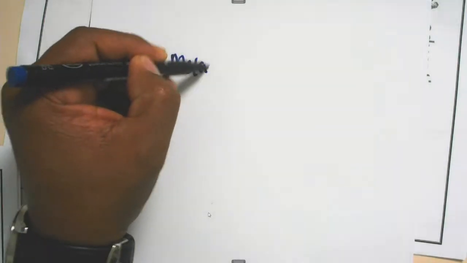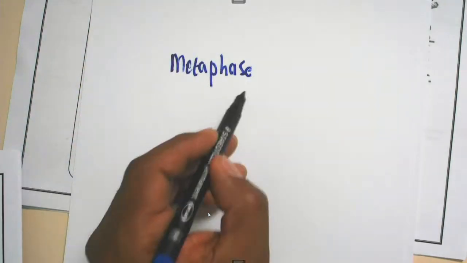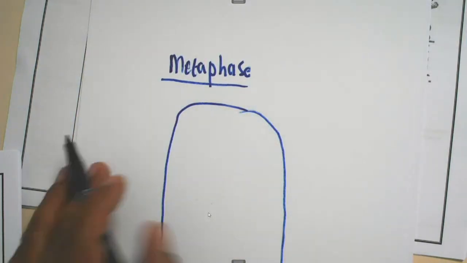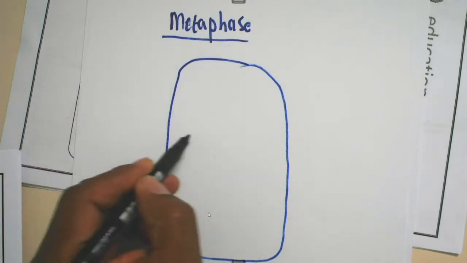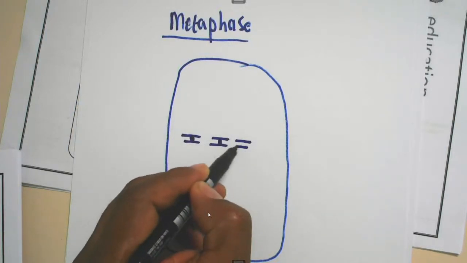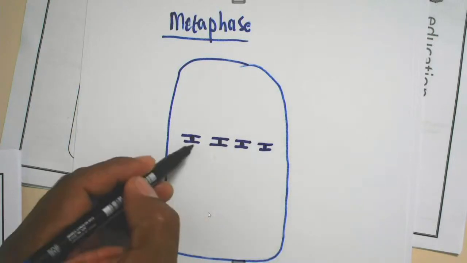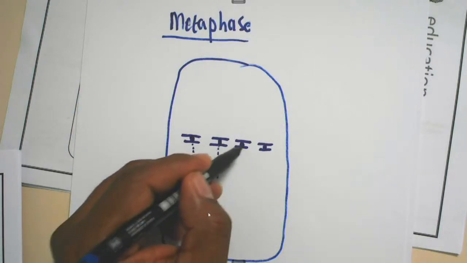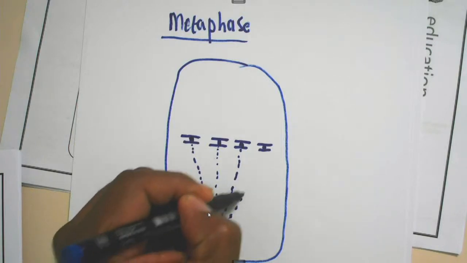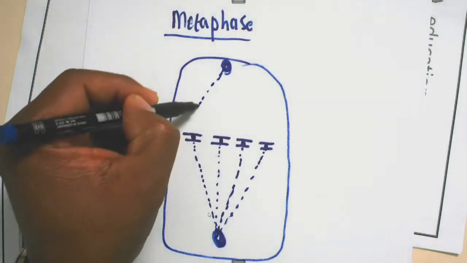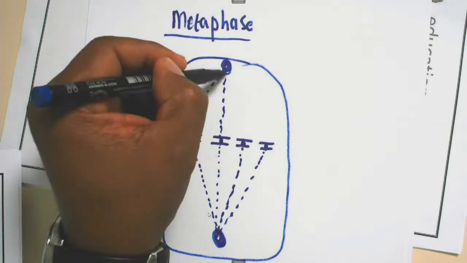Now if we draw or sketch metaphase, we know in metaphase the nuclear membrane has completely disintegrated and the chromosomes lie at the equator or at the center of the cell. Now for each chromosome, the spindle fiber attaches to the centromere, which joins the two sister chromatids. We have spindle fibers attached to each centromere of the chromosome.